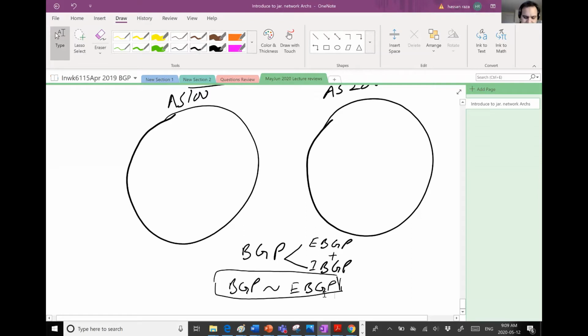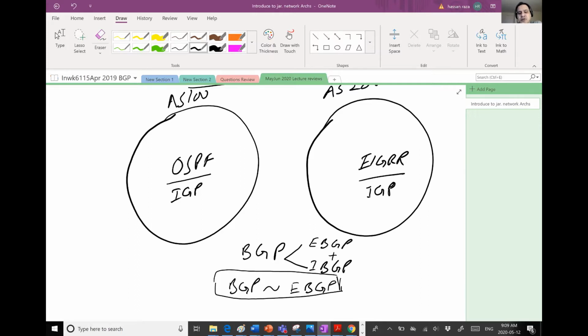So inside an AS, I may have OSPF, or I may have EIGRP, which is distance vector. I did not write RIP because with RIP, I have to assume that I'm a small organization with up to 15, 16 hops. So that's why I'm picking EIGRP. So these are called IGPs. These protocols are again for internal.